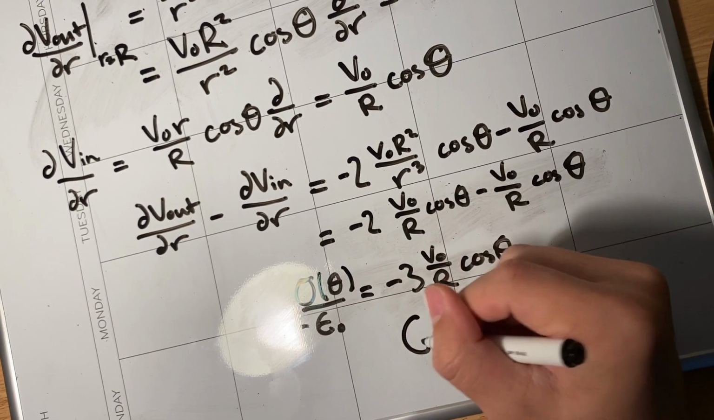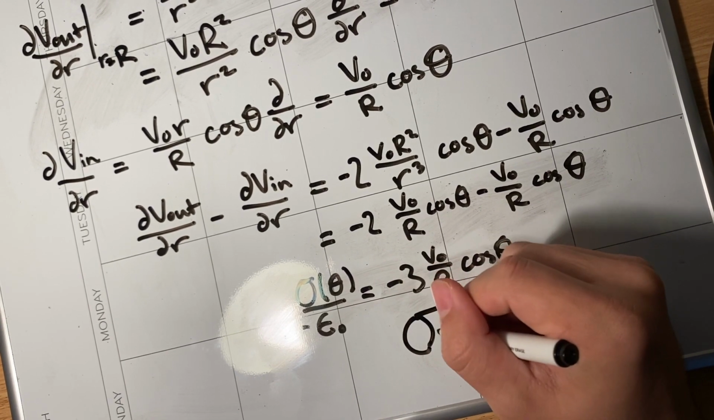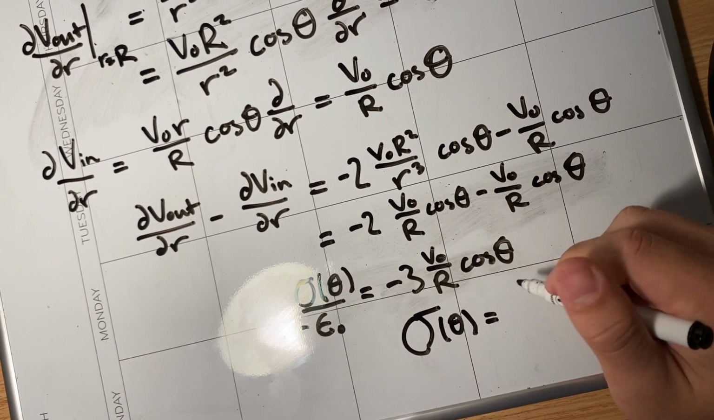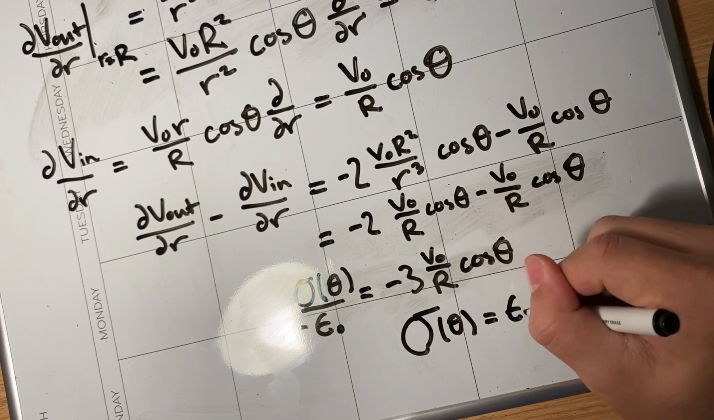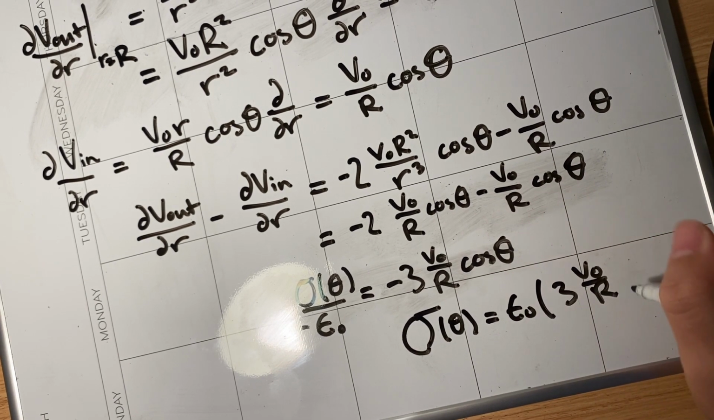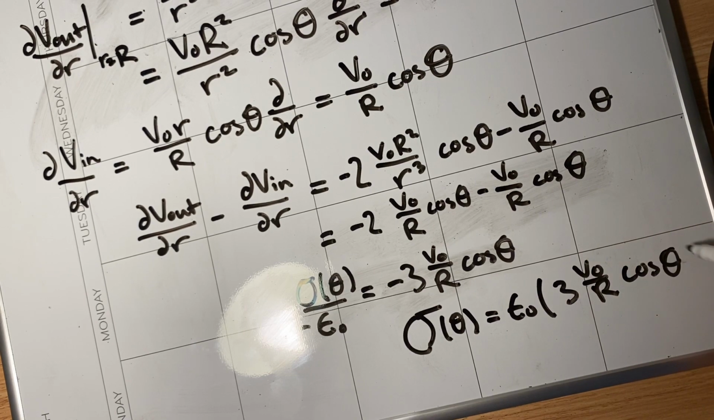And then you move the epsilon naught over. So we get epsilon naught times 3 V naught over R cosine theta.